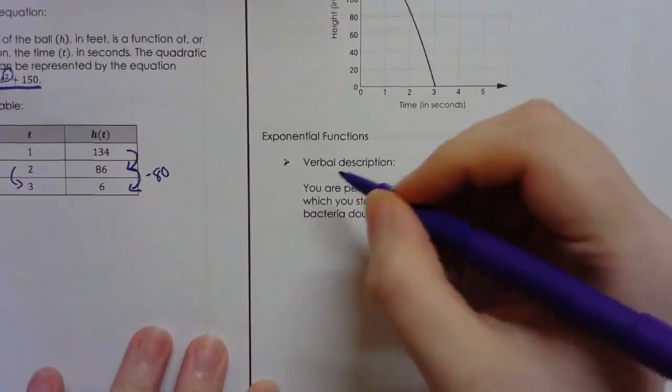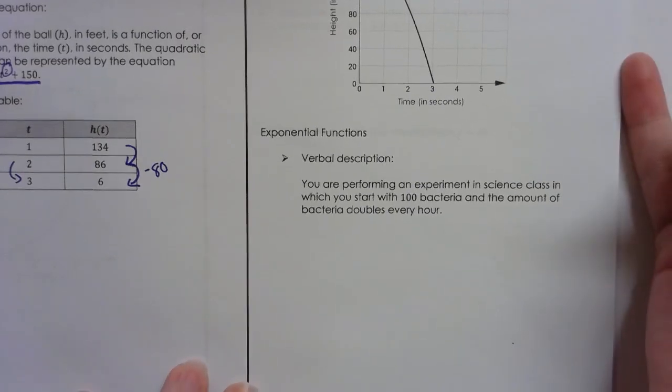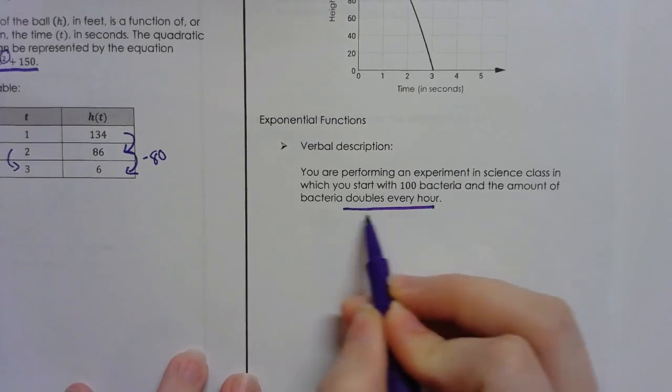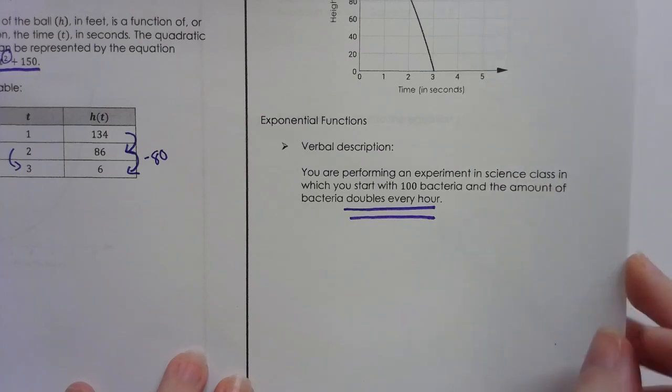Okay, so now let's talk about exponential. So this is new, but we can relate it to things that we already know. So exponential functions, for a verbal description, a word description or a real life scenario where an exponential function would need to be used is if you were performing an experiment in science class in which you start with 100 bacteria and the amount of bacteria doubles every hour. If something is doubling, tripling, quadrupling, multiplying by 10, multiplying by 500 every time, then that's an exponential function.